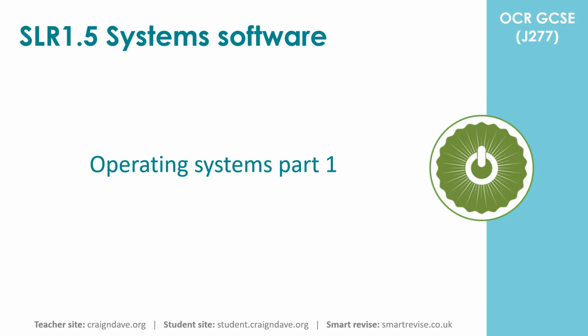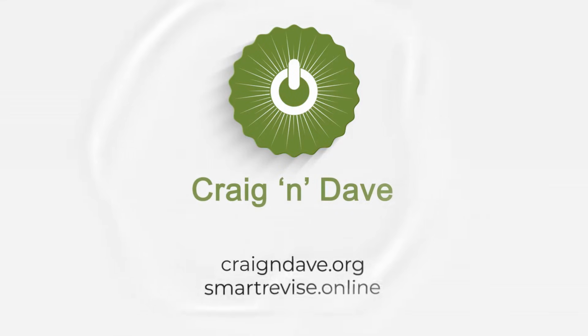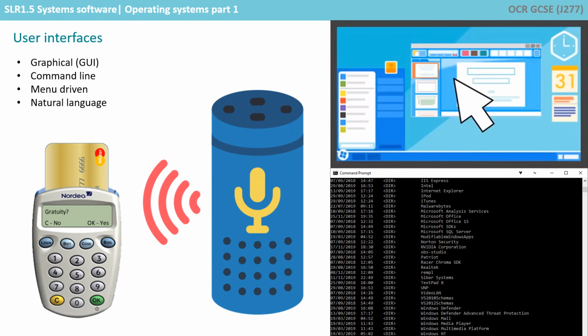In this video, we look at some of the features of an operating system in a little bit more detail. In the previous video in this topic, we looked at a range of user interfaces: graphical, command line, menu driven and natural language. Refer back to that video because user interfaces are an important feature of operating systems. But in this video, we're going to look at some of the more technical aspects of operating systems.